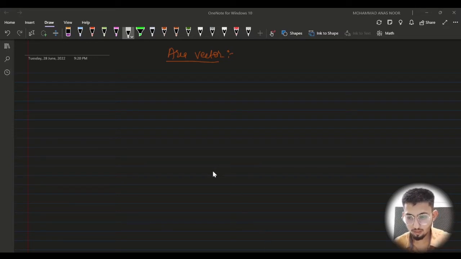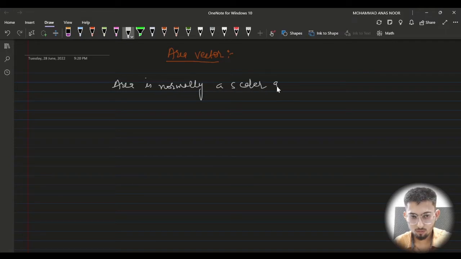So study today what is an area vector. Normally area is a scalar. Area is normally a scalar quantity, isn't it? Yeah. So it's meter square per unit. But it can also be made a vector. Area can be a vector.